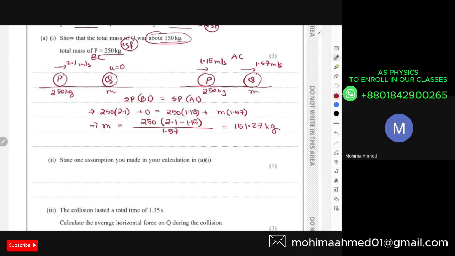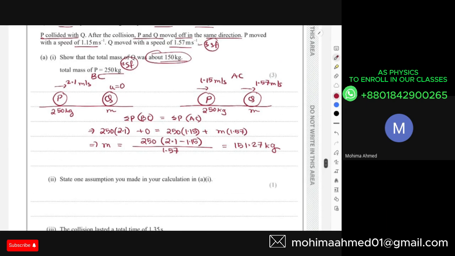I also could have kept my answer in 2 significant figures, but then I would be getting exactly 150, and that would not match with my statement. The answer should be about 150, not exactly. That's why I will choose to keep my answer in 3 significant figures, which is 151 kg. So m over here is 151 kg.